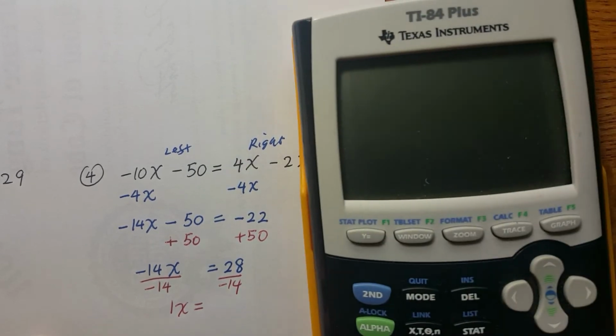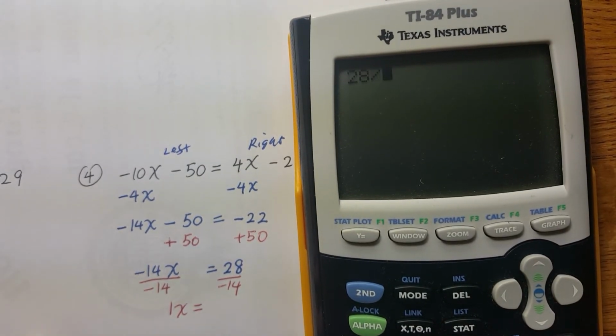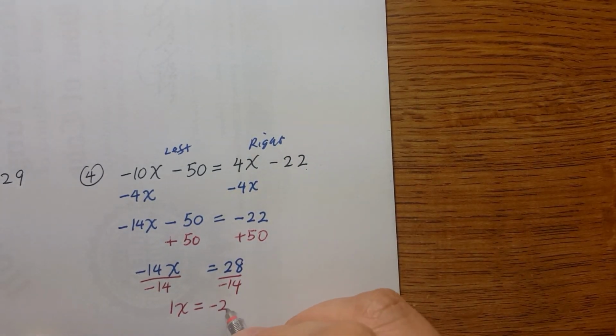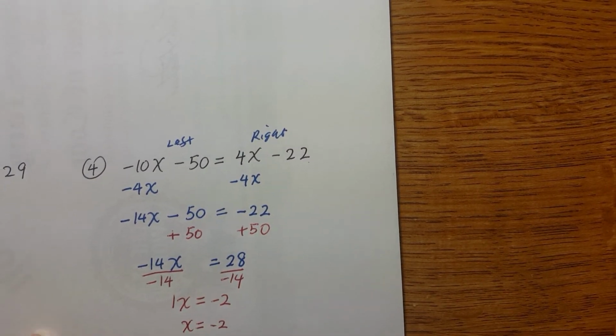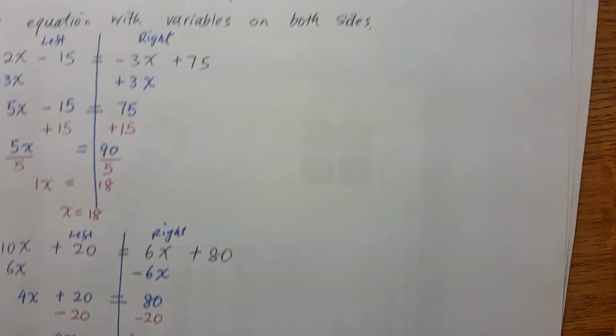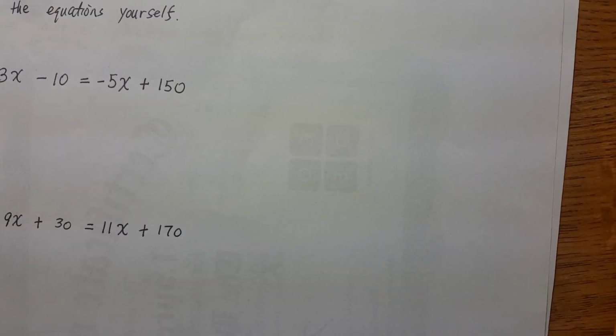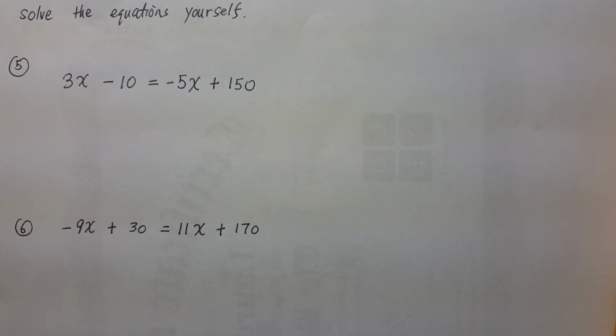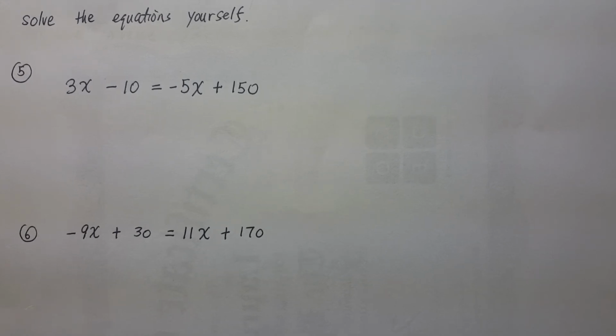Now we're going to use the calculator. 28 divided by negative 14 equal negative 2. So 1x equal negative 2, that means x equal negative 2. So we finished question number 4. Now you're ready to do the next 2 questions by yourself, number 5 and number 6. I'm going to give you 1 minute. After 1 minute, I will go over these 2 questions with you.